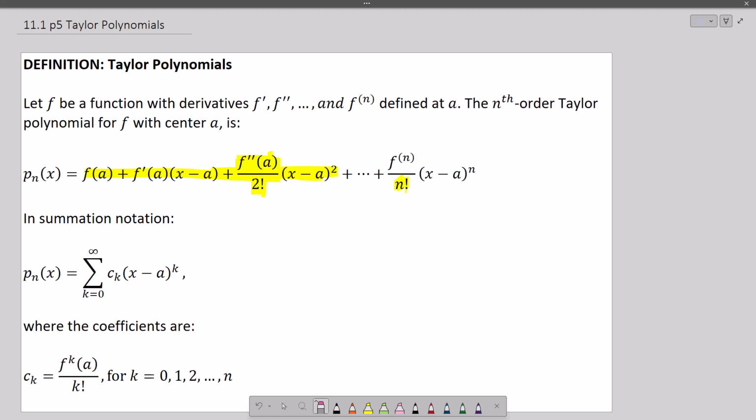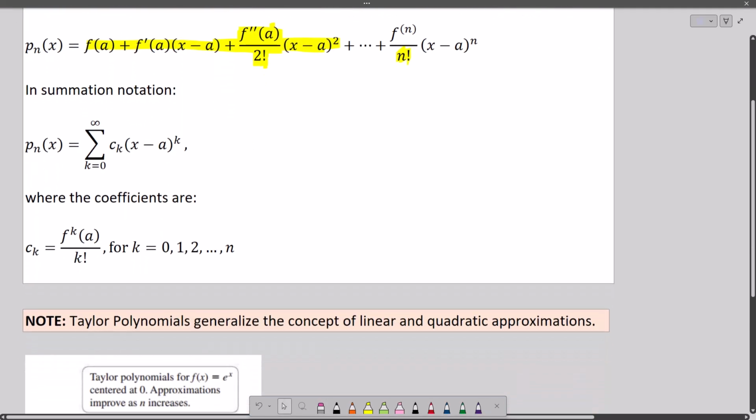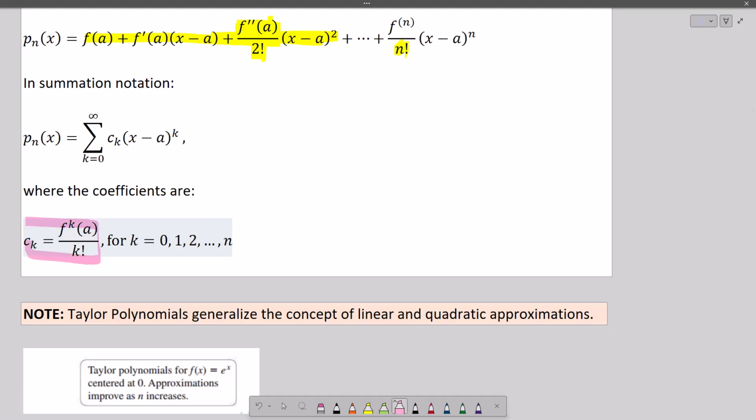If we write it in summation notation, that's what it looks like. The important part that we have just been playing with is finding these coefficients. So here is how we find the coefficients. We just take the derivative, evaluate it at the center, and divide it by whatever the number of primes is, factorial.